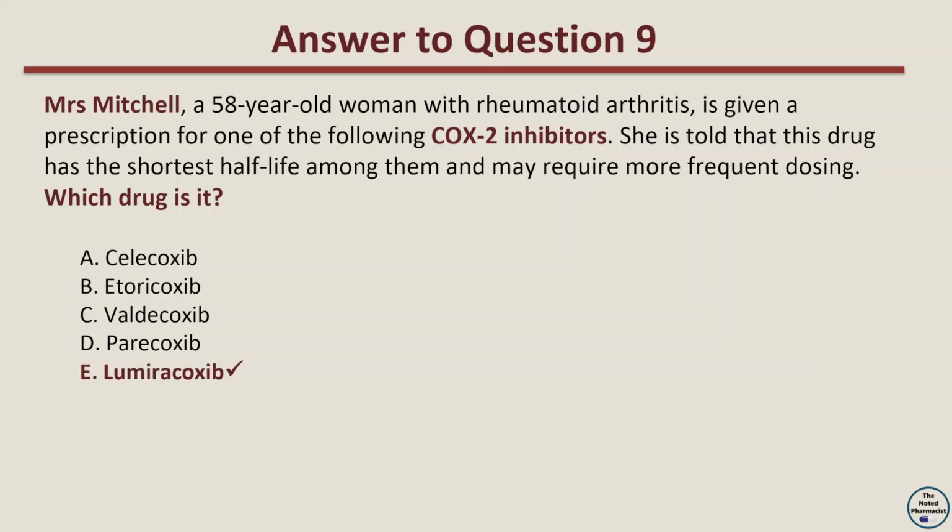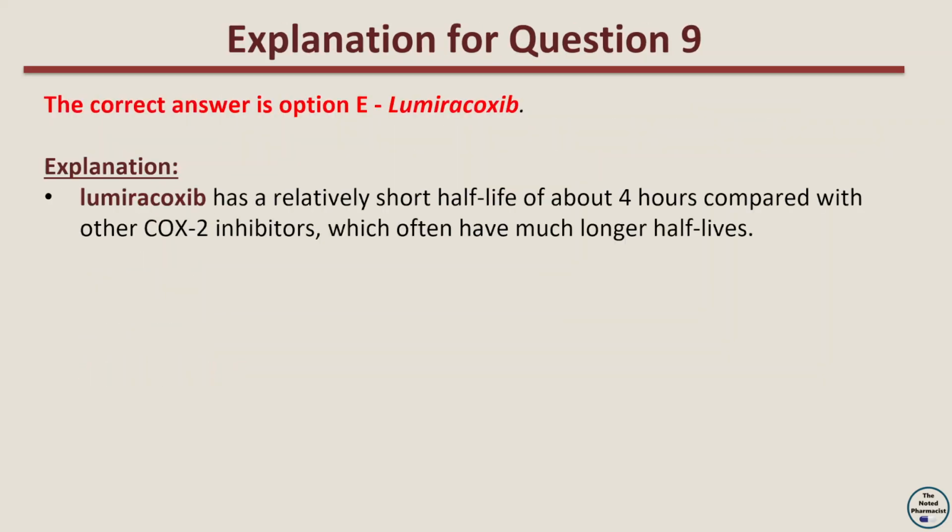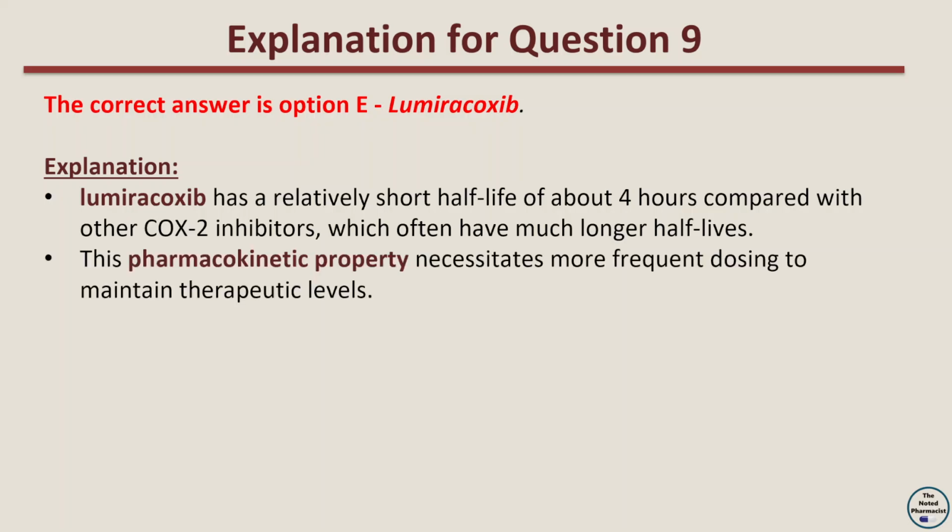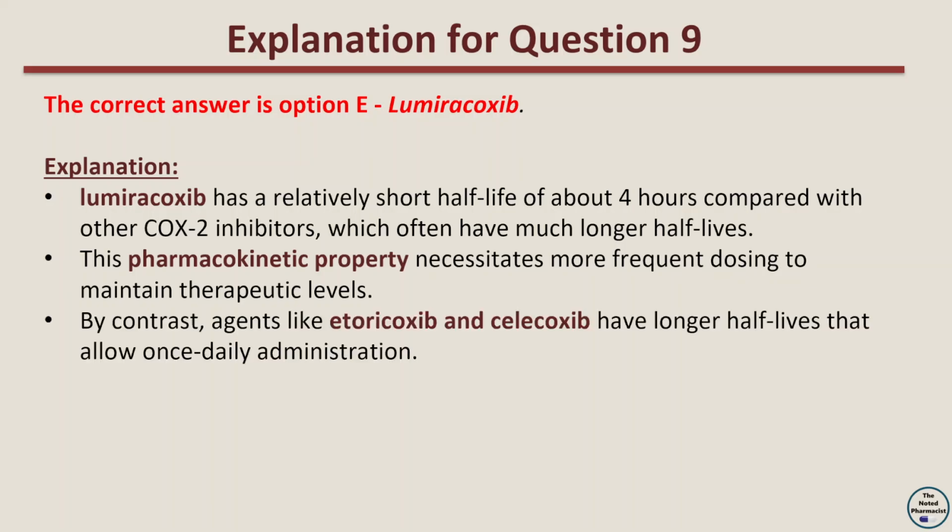The correct answer is option E, lumiracoxib. The explanation is that lumiracoxib has a relatively short half-life of about 4 hours compared with other COX-2 inhibitors, which often have much longer half-lives. This pharmacokinetic property necessitates more frequent dosing to maintain therapeutic levels. By contrast, agents like etoracoxib and celecoxib have longer half-lives that allow once-daily administration. Therefore, lumiracoxib is the correct answer.